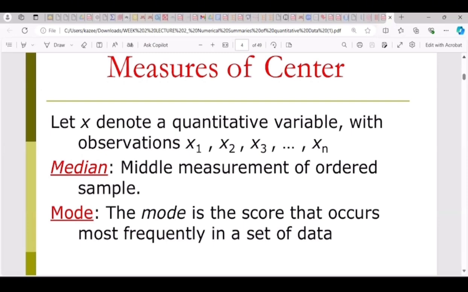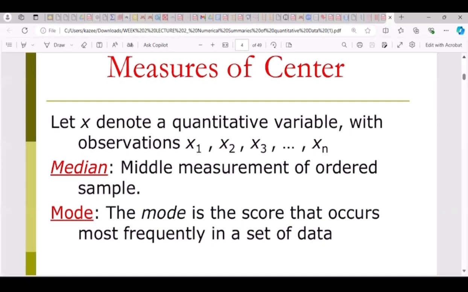But the mode, on the other hand, says, you know what? I'm not going to add the observations and divide by the number. I'm also not going to arrange the observations. What I'm going to focus on is identifying a particular data point that dominates others, which is the most frequently occurring data point, and that serves as the mode. You can see the three measures of center. They are fantastic ideas, but they are not the same.